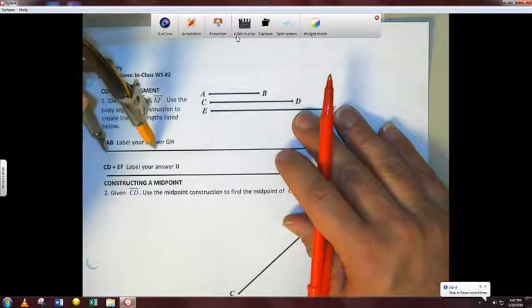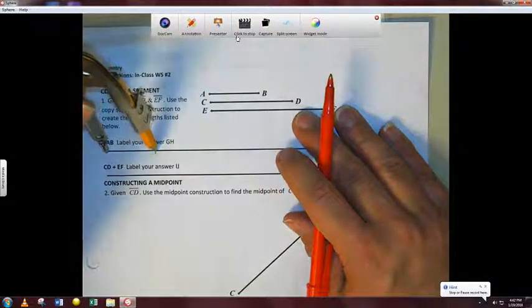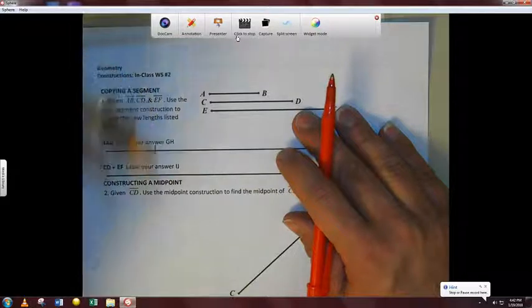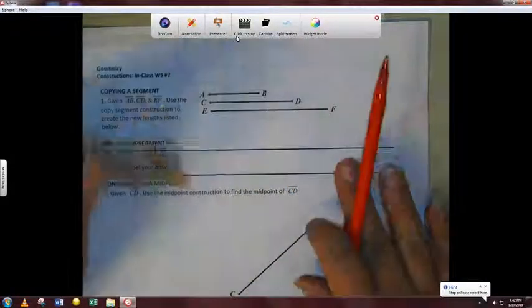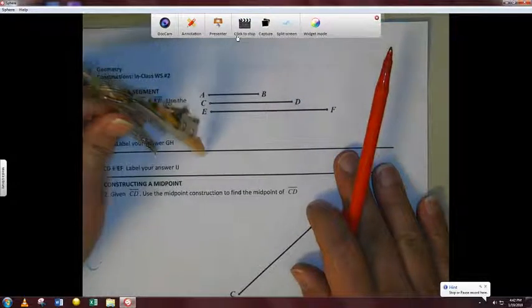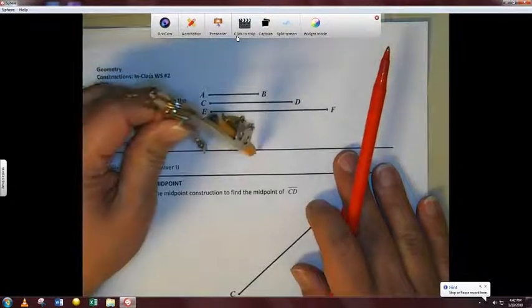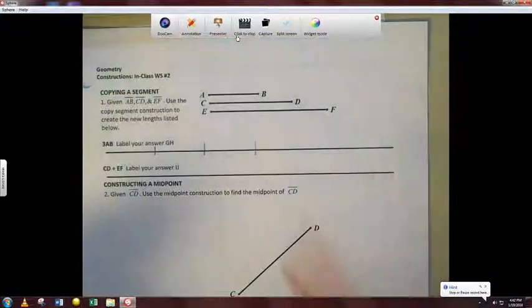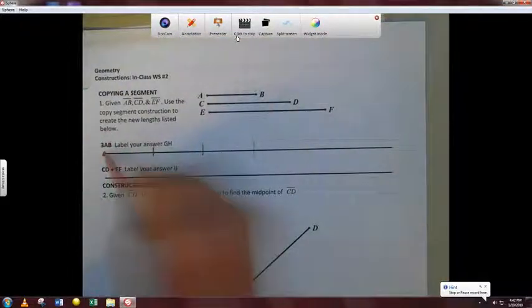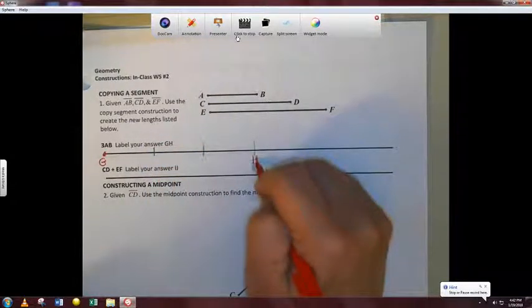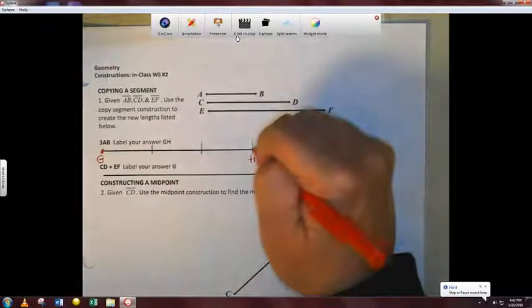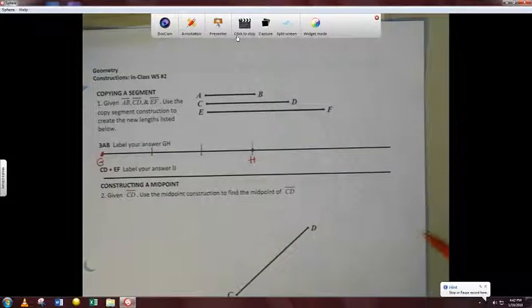I'm going to put my compass point at the end of the segment that's given there, and then I'm going to draw 1. So that's 1 AB. Then I'm going to just keep moving over, and I'm going to do it 3 times. Starting here, I'm going to label that G, and by the time I get here, that would have been 3 times the original segment AB. So that's our first construction.